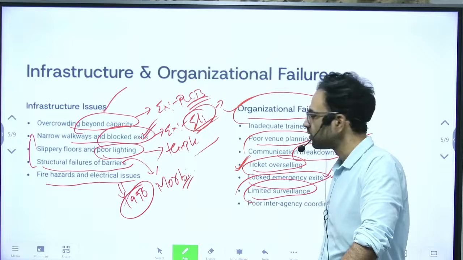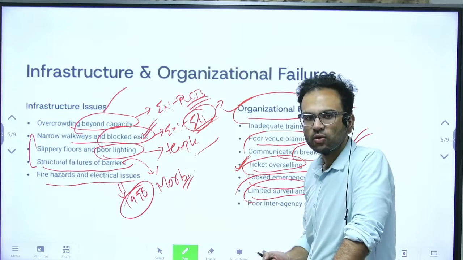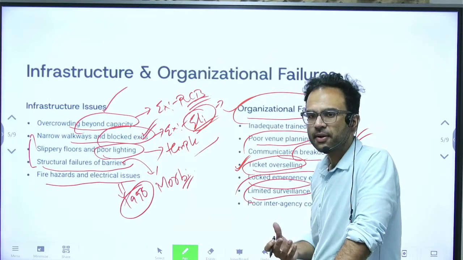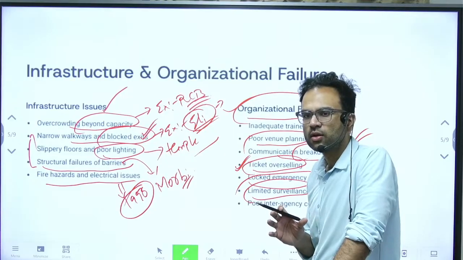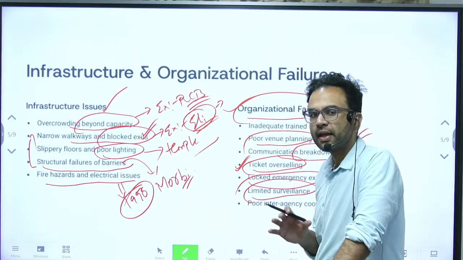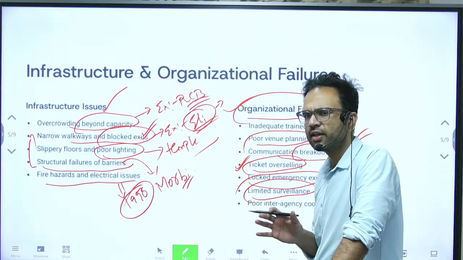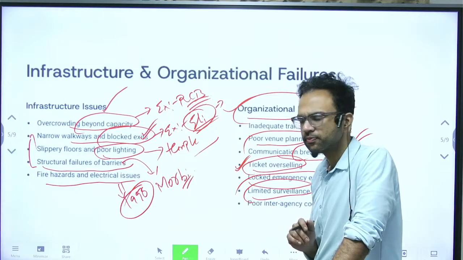Limited surveillance. When you can't monitor the crowd and anticipate and predict how many people would be arriving at a location, even that is an organizational failure.